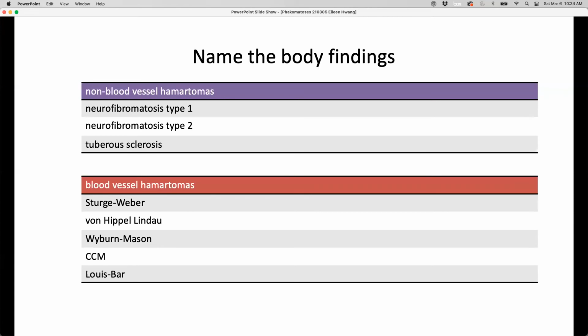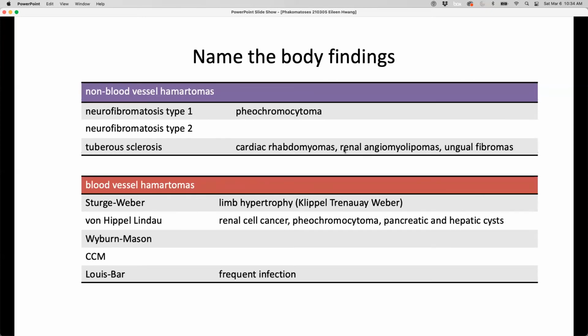What other condition can get kidney tumors? Tuberous sclerosis. Yes. So in tuberous sclerosis, they get these renal angiomyolipomas. And then in NF1, they can get pheochromocytomas, which are not really on the kidneys, but they're on the adrenal glands right on top of the kidneys. The other unique things about tuberous sclerosis is the heart, the cardiac rhabdomyomas, and also the ungual fibromas on the fingernails.